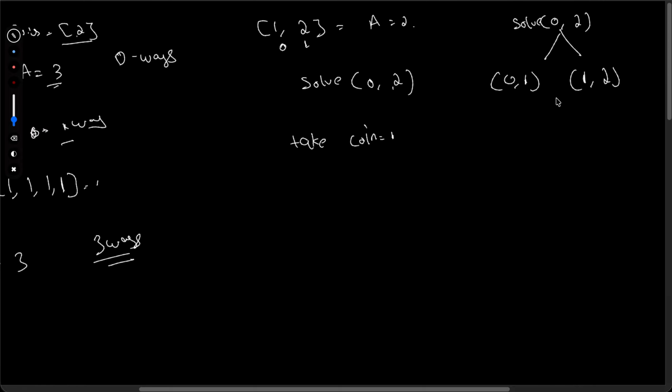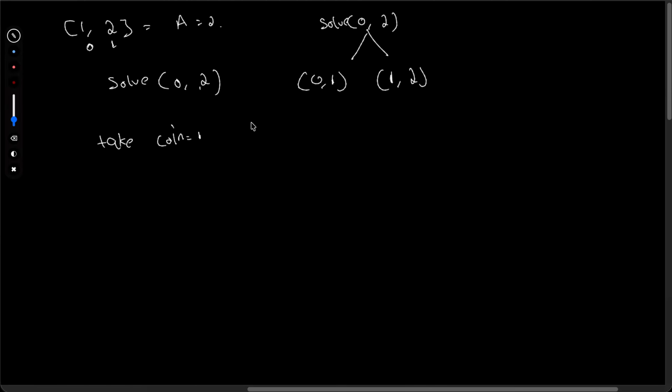Now next, coin 1 with amount 1. Here we have two choices. Take 1, amount 1 minus 1 is 0. It hits the base case, so we return one way. If we skip, we move to the next coin, solve of 1 comma 1. Solve of 0 with amount 0 returns 1.